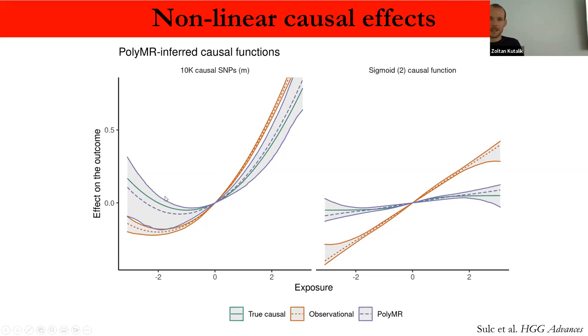The green one is the truth, and the poly MR estimate is given by this dashed line, so it pretty much recovers the true function and is within the confidence hull. So far so good. Even if we put in a sigmoid function, which is a non-polynomial function, it can approximate it pretty well. Once you get to the extremes, that's where it starts to deviate, as you can see. But the key point is that just looking observationally at the relationship between two traits and the causal relationship can be very different. Of course, this is just simulation here.